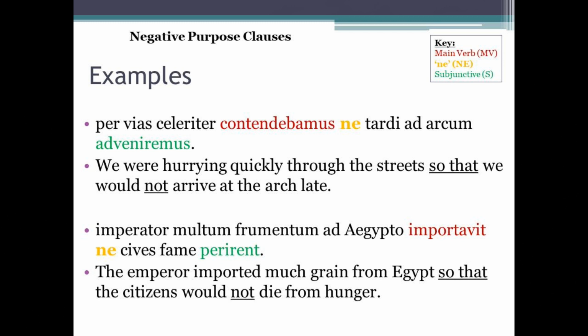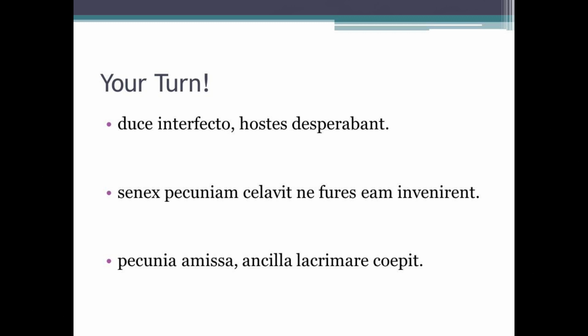And in all of these sentences, the negative purpose clause, ne, has been translated with so that not, unlike in indirect commands, where ne was just translated as not. So you have to identify what type of sentence it is, so that you know how to translate accordingly. Okay, so hopefully you feel you understand the topics well enough to attempt these following examples. So pause the video and have a go at these.